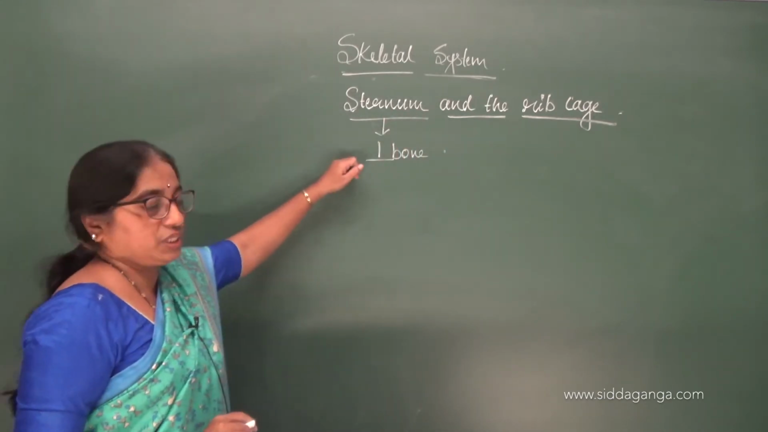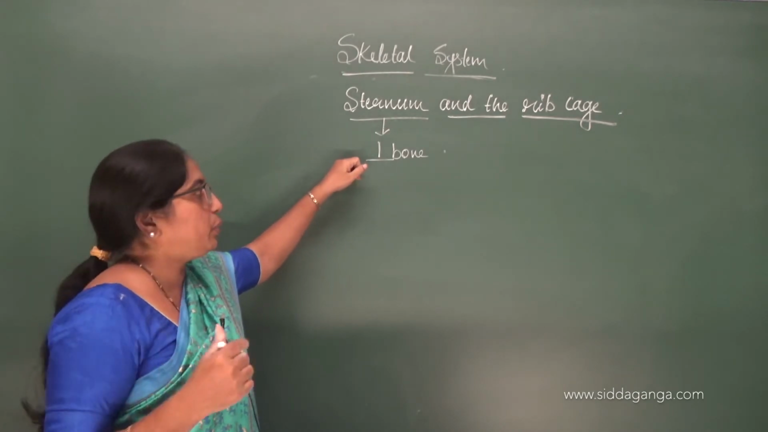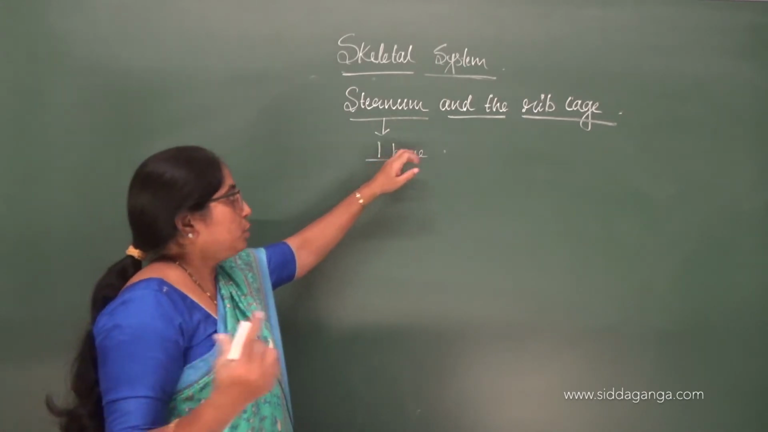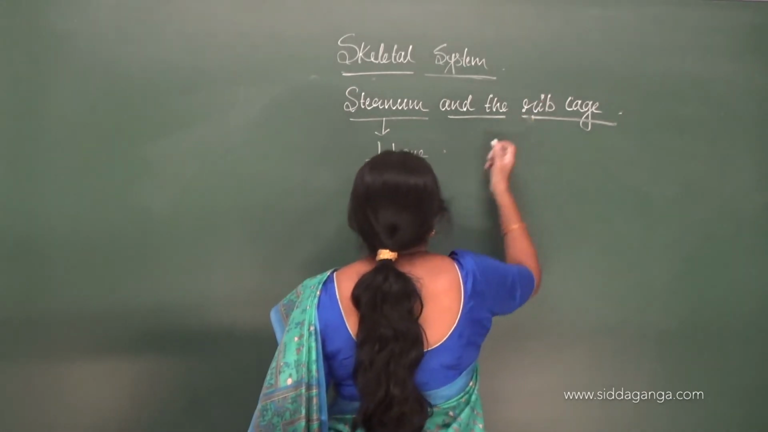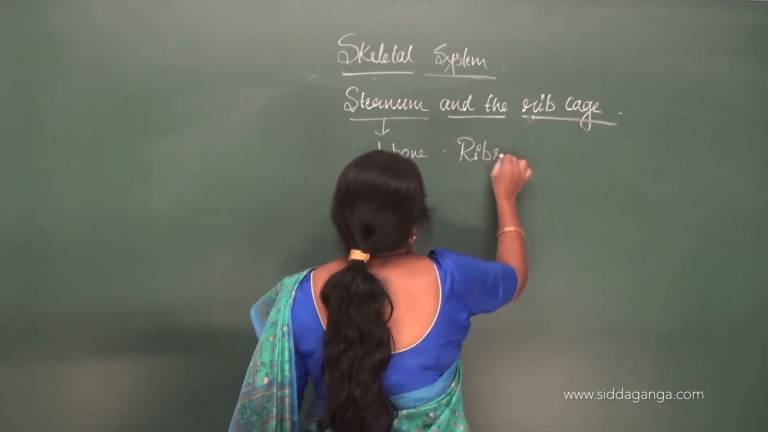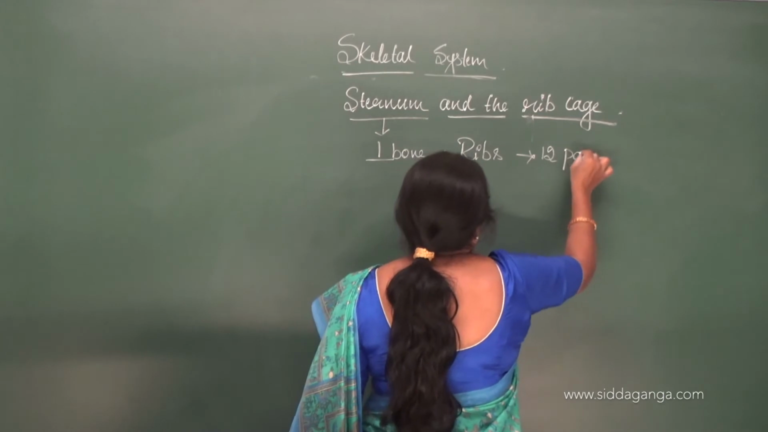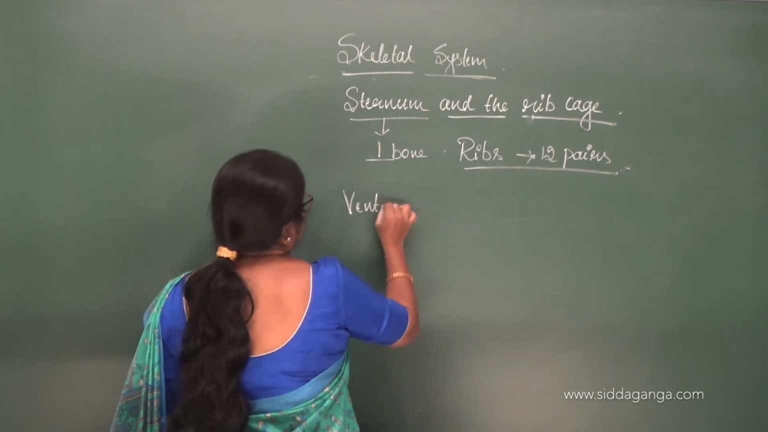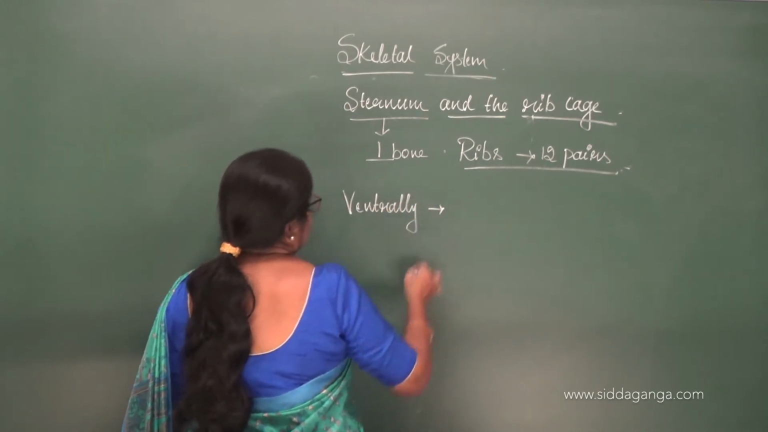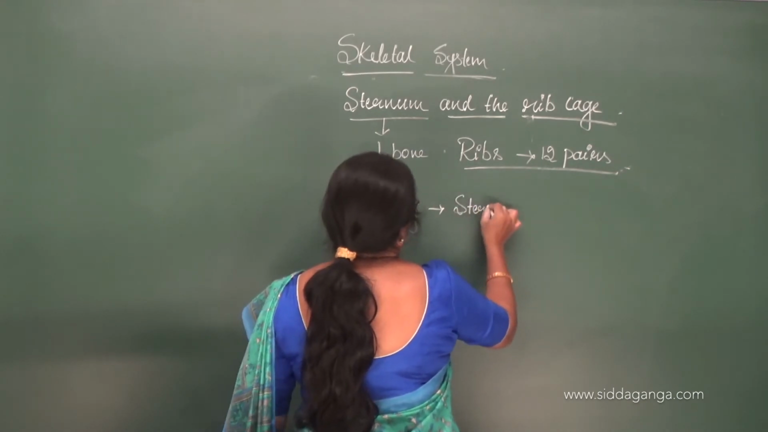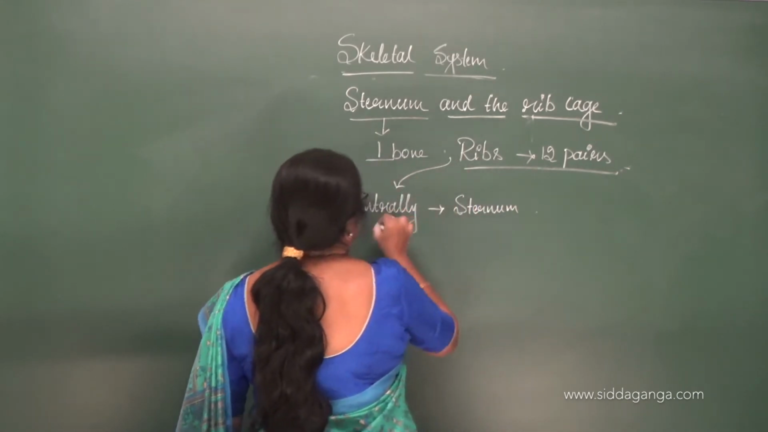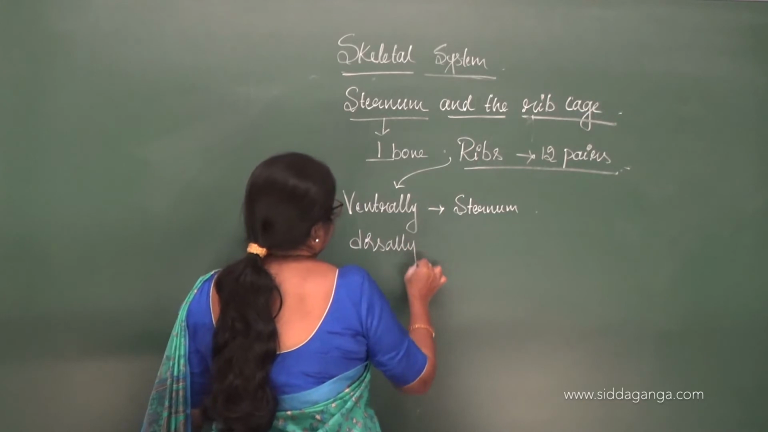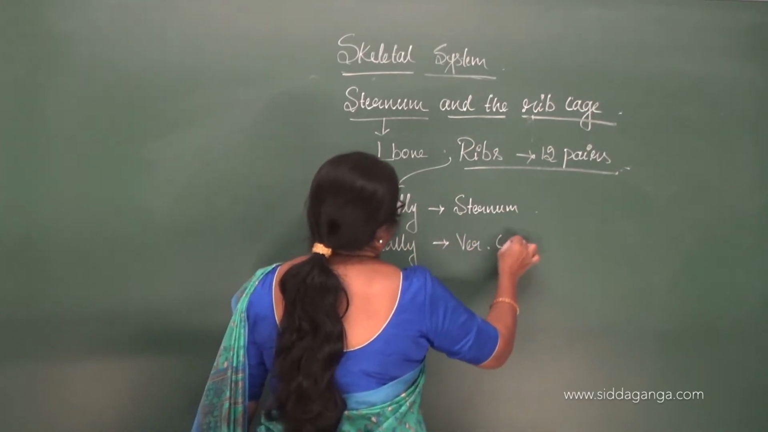So ventrally to the sternum and dorsally to the vertebral column, the ribs are attached. So there are 12 pairs of ribs. Ribs are 12 pairs. Ventrally they are attached to the sternum. The ribs are ventrally attached to the sternum and dorsally to the vertebral column.